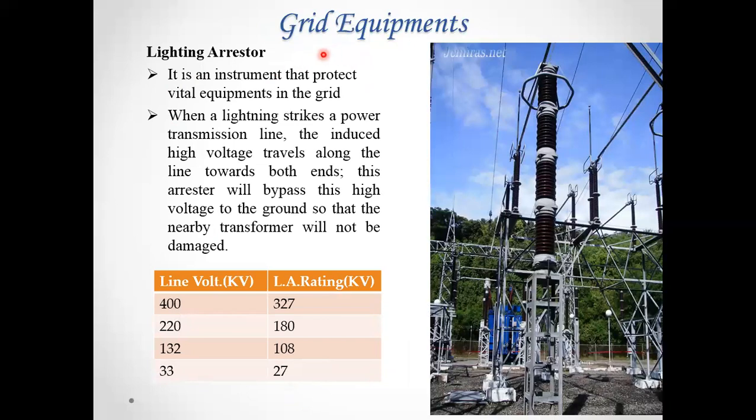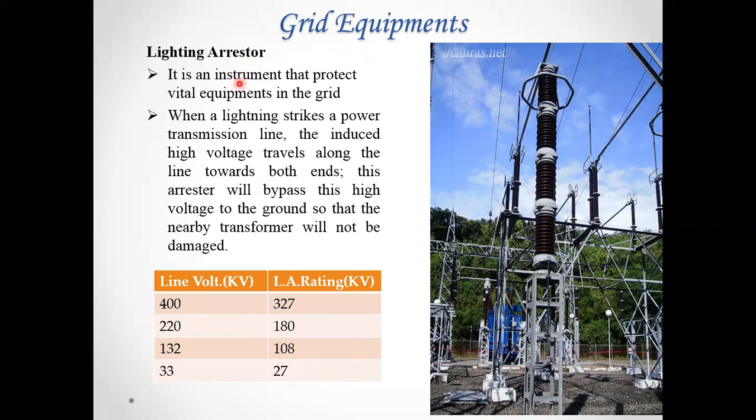Now let us study about the grid equipments. So what are the grid equipments? First we will study about the lightning arrestor. Here you can see the diagram of the lightning arrestor. So what is a lightning arrestor?